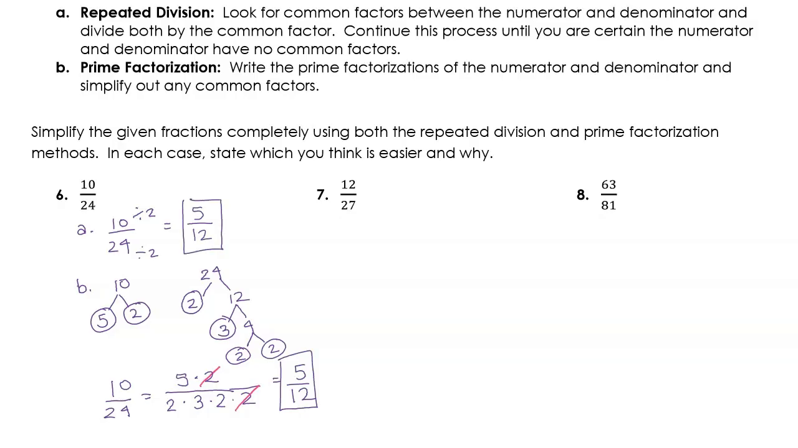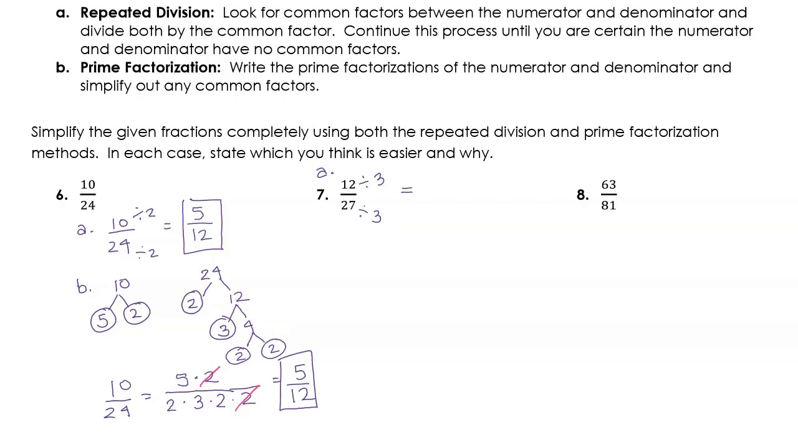We have 12/27. And I'm going to do it with repeated division first. To do repeated division, I'm just going to divide by any common factor. When I look at 12, I think of the factors that make up 12. So 2 and 6, 3 and 4. I think I'll start with 3. So I'm going to divide the numerator by 3 and the denominator by 3.